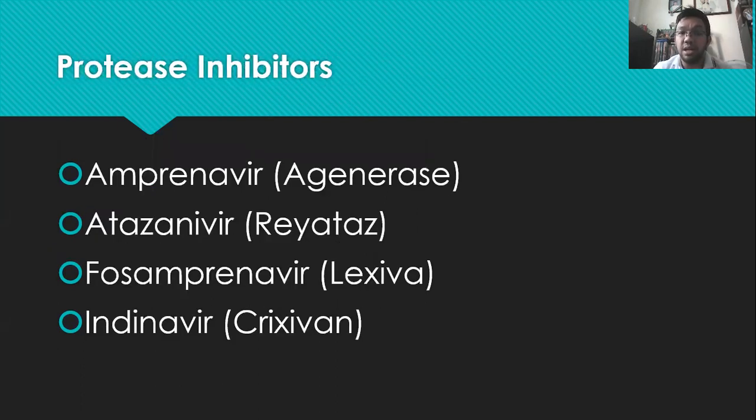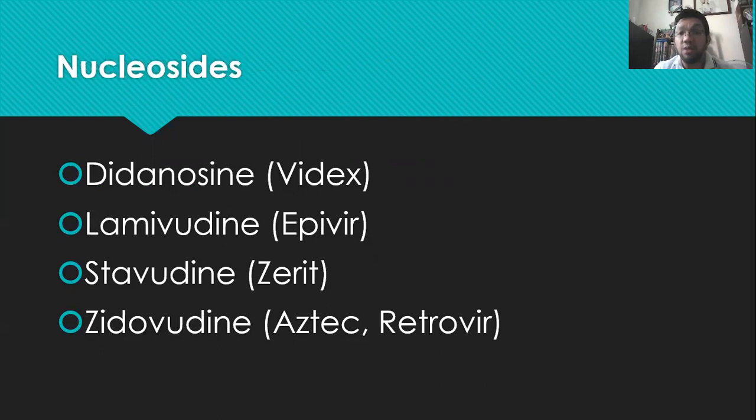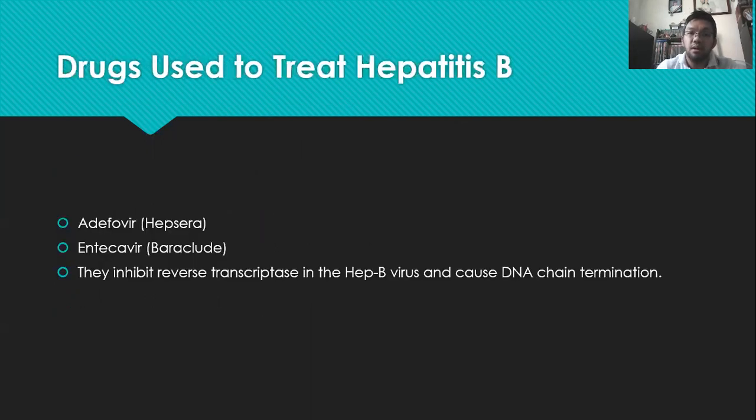Next, we have the protease inhibitors. We can give Amprenavir, Agenerase, Atazanavir, Reyataz, Fosamprenavir, Lexiva, and Indinavir, Crixivan. So these are the protease inhibitors. And we have the nucleosides: didanosine, Videx, lamivudine, Epivir, stavudine, Zerit, and zidovudine, AZT, or Retrovir. So these are the different drugs used to treat HIV.